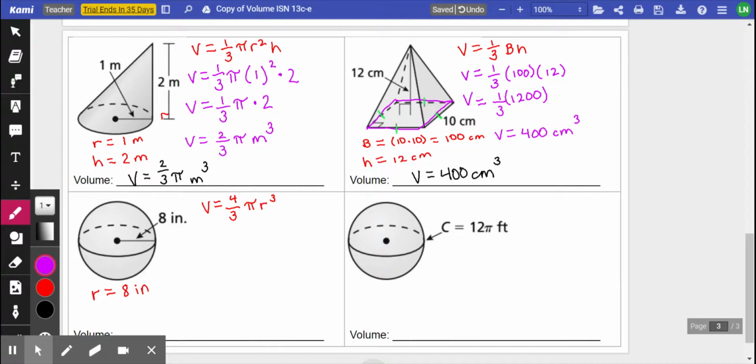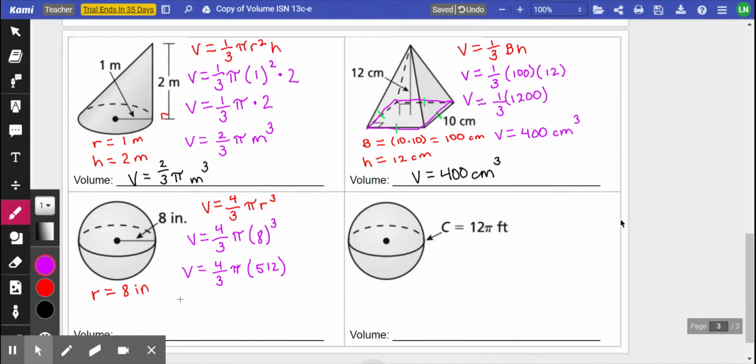So let's plug that in. These ones are nice because it's only one variable that we have to plug in. So 4/3 times pi times that radius cubed. So I can do some simplifying, clean this up a little bit. So 4/3 times pi times 8 cubed, that's going to be 512.